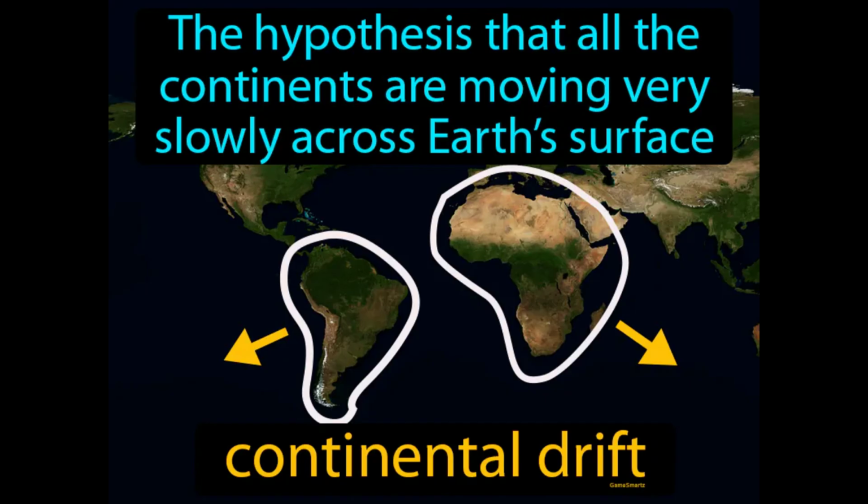The hypothesis that all the continents are moving very slowly across Earth's surface. Continental drift. Continental drift is the movement of Earth's continents over time due to plate tectonics.